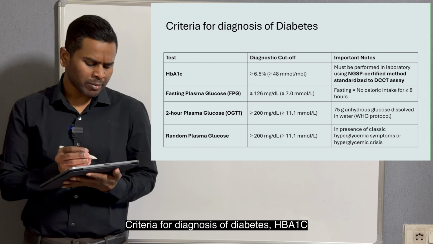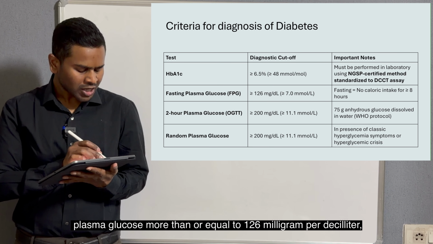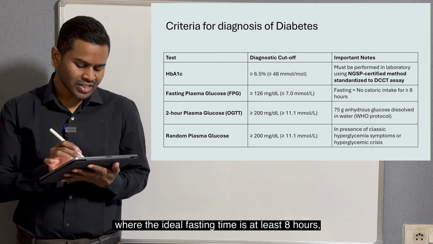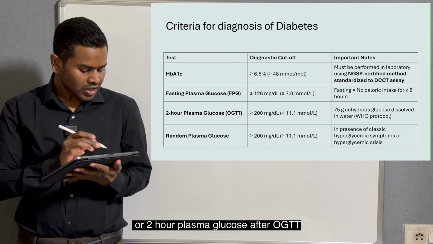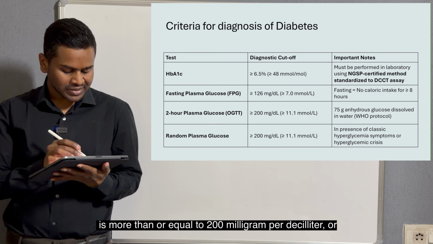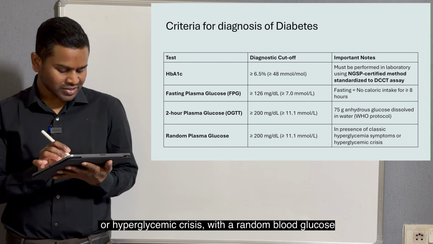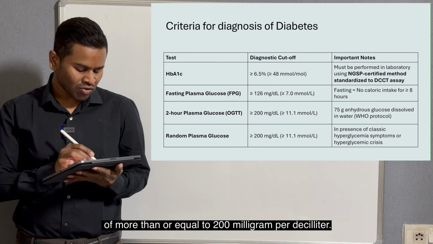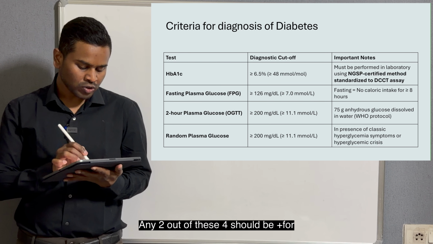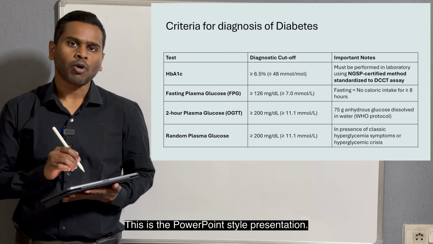Criteria for diagnosis of diabetes: HbA1c should be more than or equal to 6.5% or fasting plasma glucose more than or equal to 126 milligram per deciliter, where the ideal fasting time is at least 8 hours, or 2-hour plasma glucose after OGTT is more than or equal to 200 milligram per deciliter, or an individual with classic symptoms of hyperglycemia or hyperglycemic crisis with a random blood glucose of more than or equal to 200 milligram per deciliter. Any two out of these four should be positive for the diagnosis of diabetes. This is the PowerPoint style presentation.